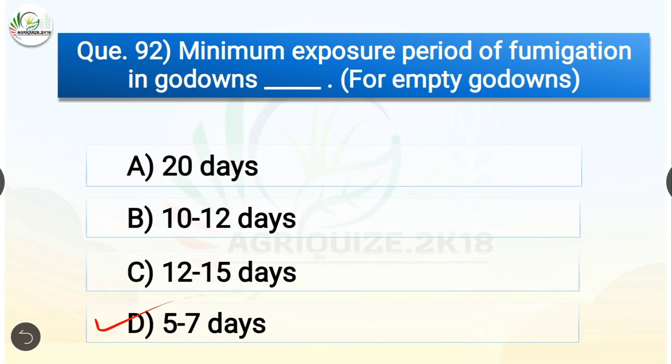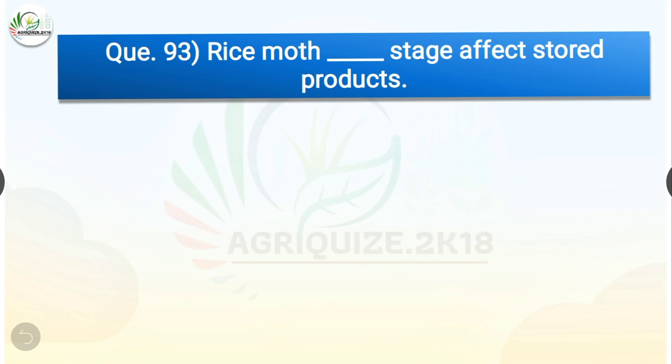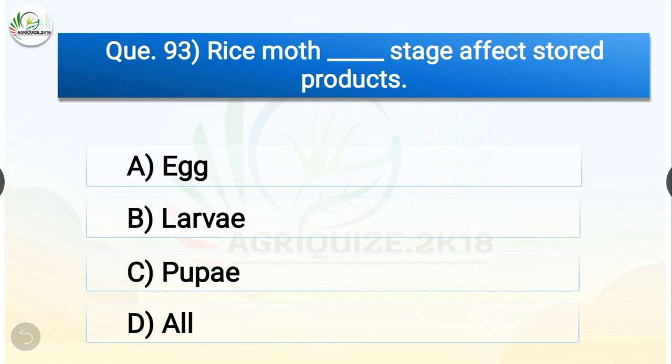Question number 93. Rice moth dash stage affects stored products. The options are egg, larvae, pupa, or all. The correct answer is option B, larvae. So rice moth larvae stage affects stored products. Caterpillar alone is responsible for damage. It prefers partially damaged grains and feed.